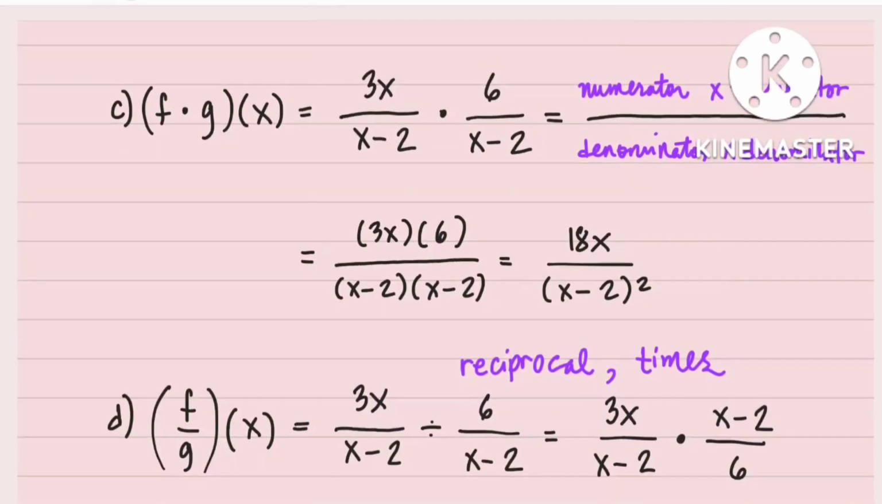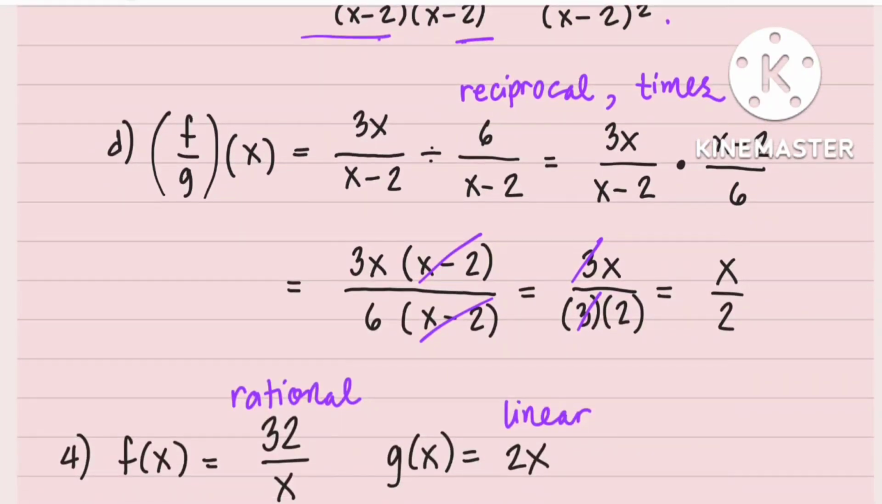While for multiplication of two rational functions, or simply two fractions, we follow the rule numerator times numerator, denominator times denominator. So that's 3x times 6, and that's x minus 2 times x minus 2. 3x times 6 gives us 18x. X minus 2 times x minus 2 can be written as the square of x minus 2. Right?